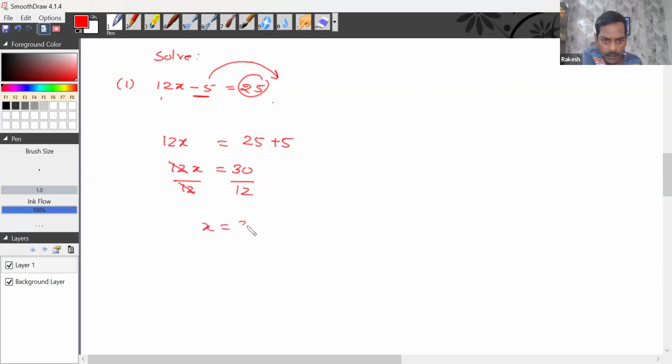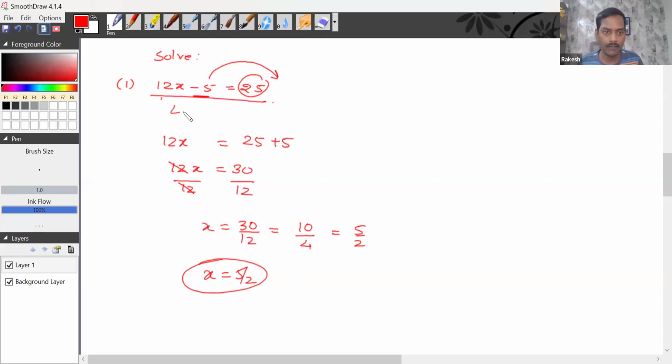Now I'm getting the value of x as 30 by 12. This is not in a proper form. We know that 3 is a multiple of both numerator and denominator, so we can divide both by 3. So I'll be getting 10 by 4. Again, 2 is also common. So we can say that this is 5 by 2. So the value of x equal to 5 by 2 is the value for which this equation will have LHS equal to RHS. And that is the meaning of solving a linear equation. I hope you must have got it, right?